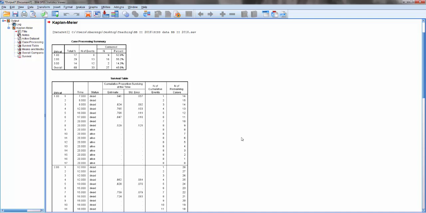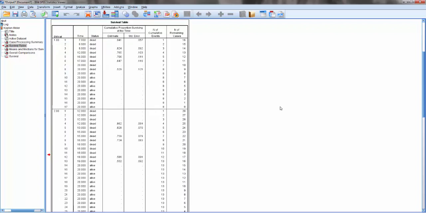SPSS gives us a couple of output tables as usual. The first table is a case processing summary where we see how many people we had in each BMI category, and how many events of death occurred in each category. For instance, in the normal weight category we had 17 people, and 8 cases of death were observed. In the overweight category we had 29 dwarfs, and 13 deaths occurred during the follow-up. And among the obese dwarfs, out of 14 people, 12 died during the follow-up.